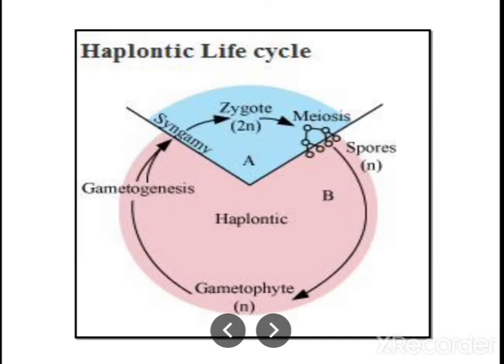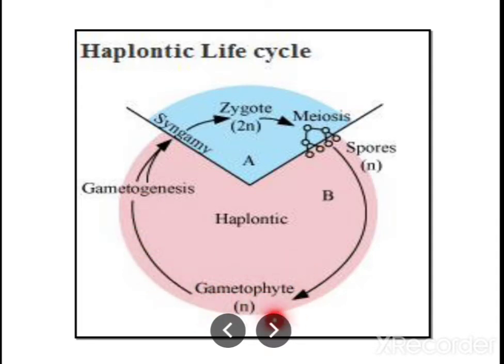So let us see the diagram. So here can you observe the zygote is formed by the fusion of gametes. So later the zygote formed, that is diploid, it undergoes meiosis and results in the formation of spores. And the spores develop into gametophyte, and the gametophyte produces the gametes, haploid.